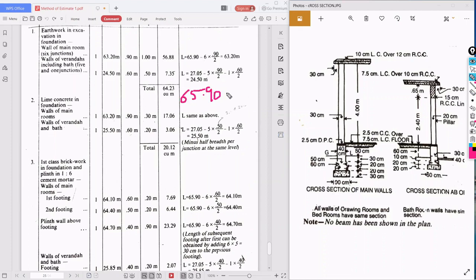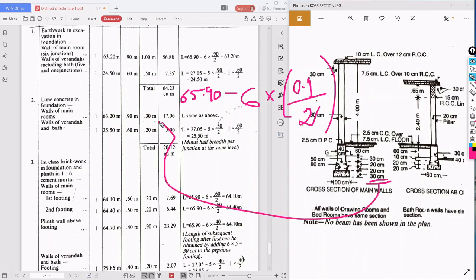65.90 minus, how many junctions are there? 6 junctions are there. What is the width? 0.9, 0.9 by 2. So this is the answer, 63.20. Width is 0.90 and the height is 30 centimeter, or 0.3 meter. Multiply them, you will get the quantity 17.06.